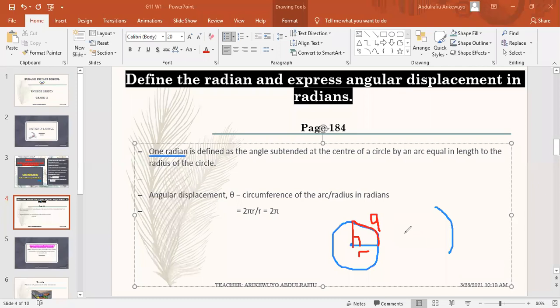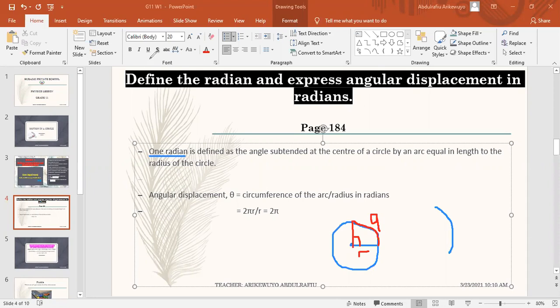Is 1 radian. So please don't forget that, we are going to use that a lot in our subsequent lessons, I mean explanations. So 1 radian is defined as the angle subtended at the center of a circle by an arc equal in length to the radius of the circle. Do you understand that explanation? Very good, very good.